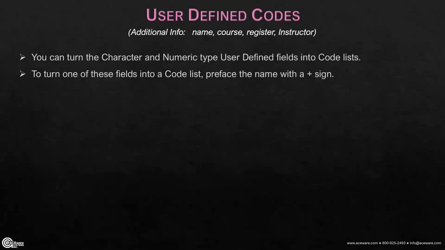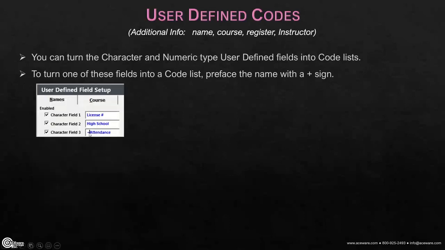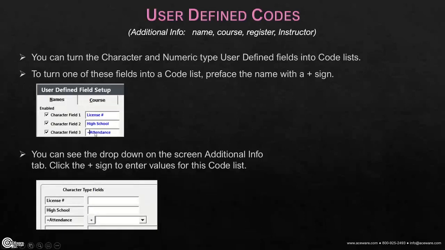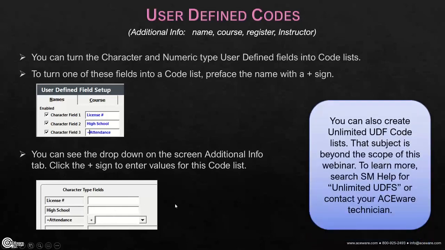Okay. User-defined codes. Again, going back to the user-defined additional info area, you can turn the character and numeric type user-defined fields into drop-down code lists. To do that, you go to the edit mode on that screen and preface the name of the code with a plus sign. Then once you go to the record, you're going to see a drop down and an option to add a new value to that particular code list. And of course, there is also the ability to create unlimited UDF code lists.